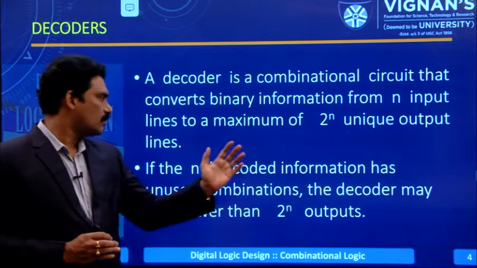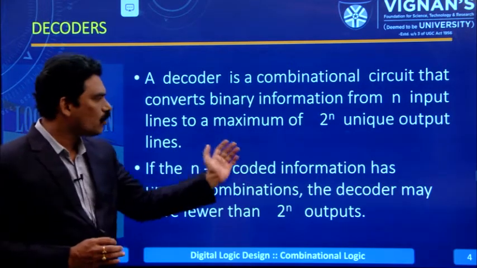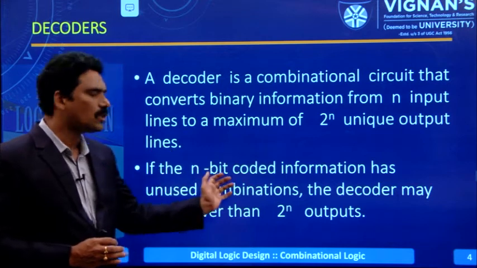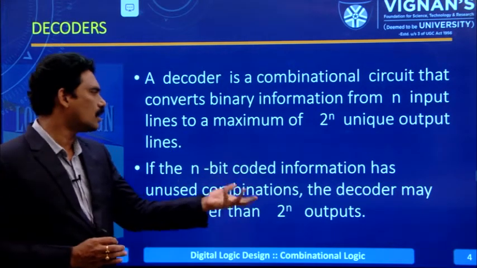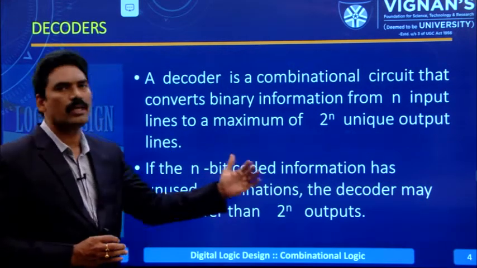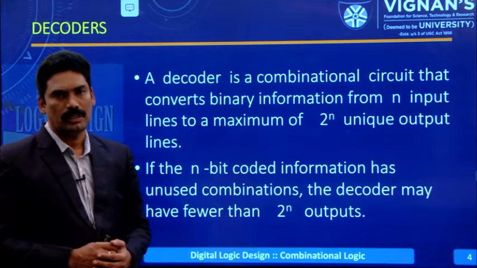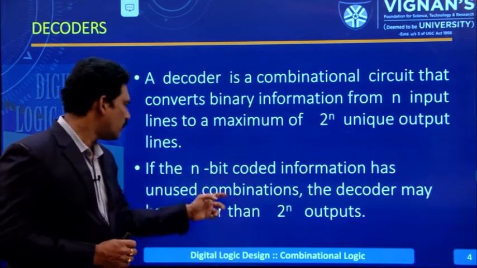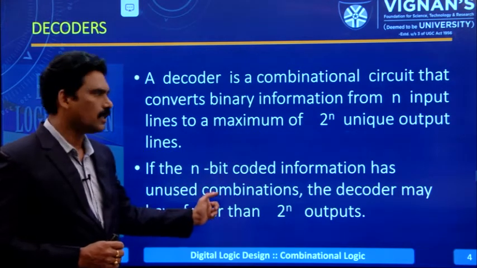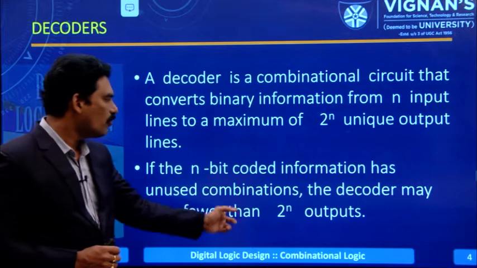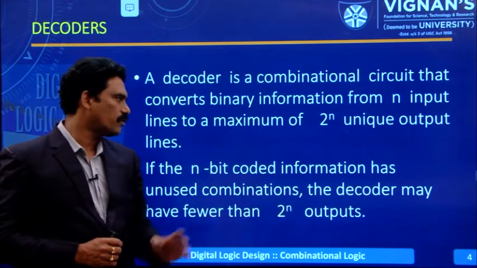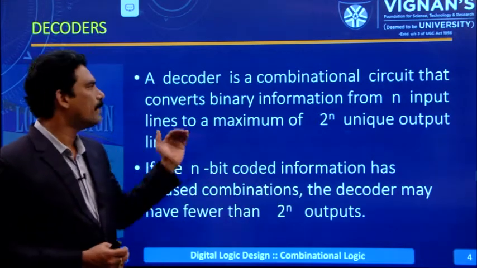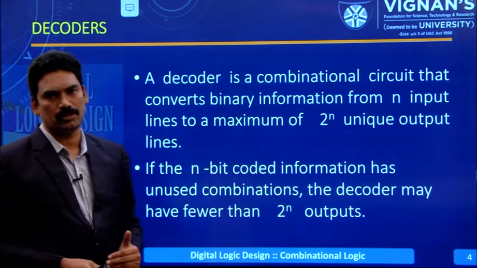If the n-bit coded information has unused combinations, the decoder may have fewer than 2 to the power of n outputs. That is why we say a maximum of 2 to the power of n outputs.